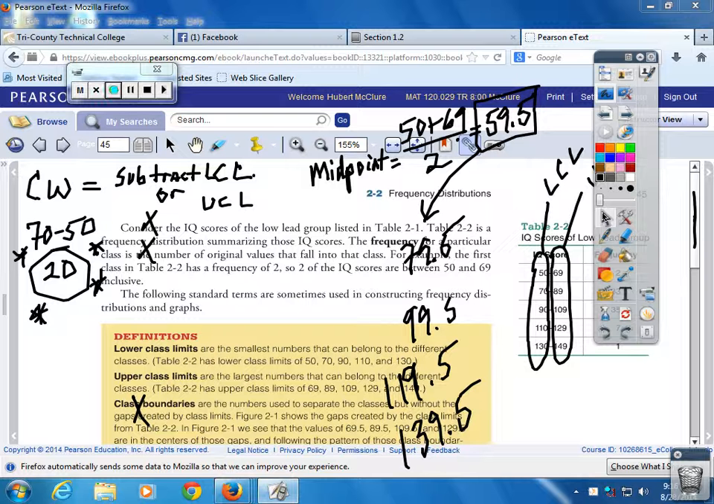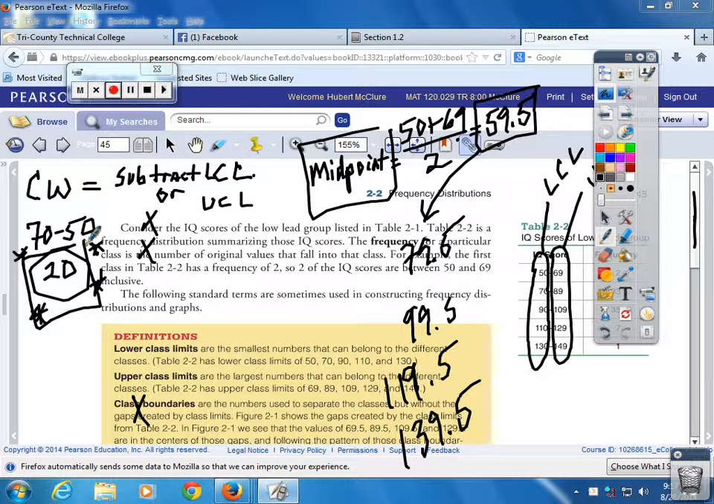The midpoint is very important for this big monstrosity of a formula that we're going to be doing next week. It's not a complicated formula, but you're going to have to find the midpoint. So mark midpoint. You need to highlight midpoint as important for next week, and class width is important for this homework right here.